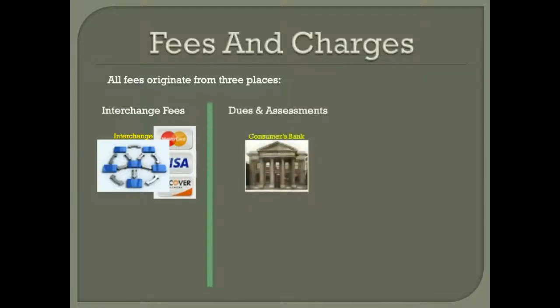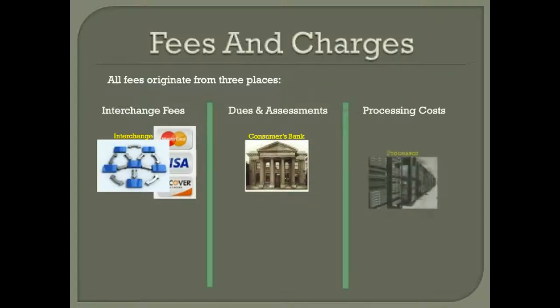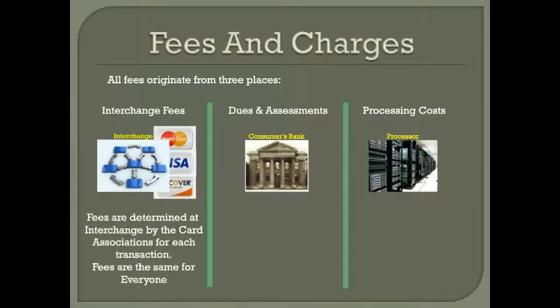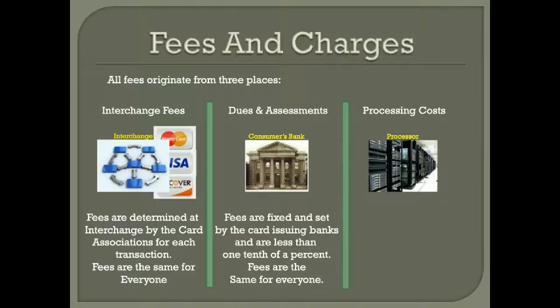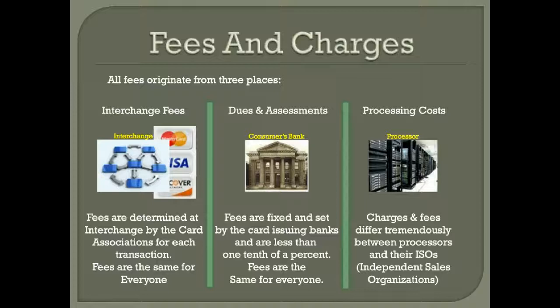All of the fees on your merchant statement come from Interchange, the card issuing banks, and your processor. The fees from Interchange vary according to several factors, but are the same for everyone. Dues and assessments are fixed at one set rate by the card issuing banks, currently less than 0.1%, and the same for everyone. Only the processor fees vary between processors and their ISOs. Choosing the right processor and ISO can reduce your fees close to Interchange plus dues and assessments.